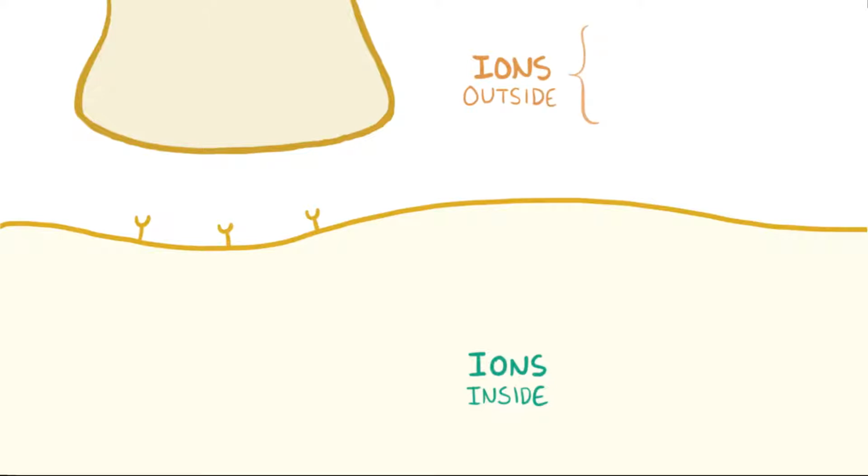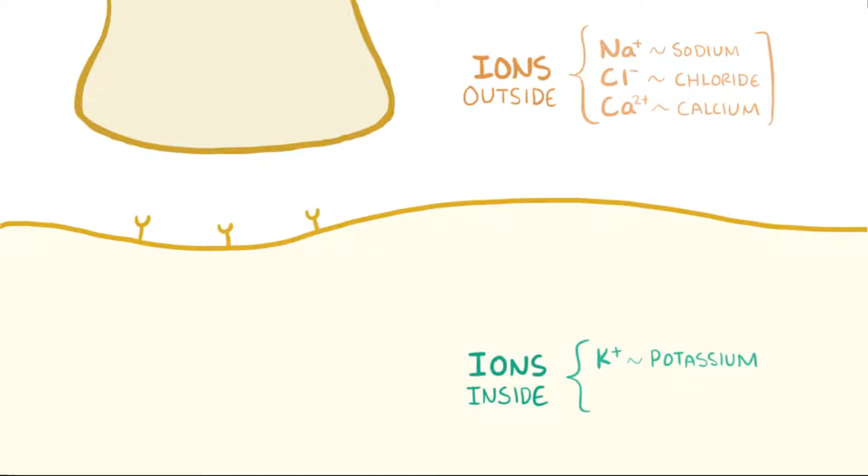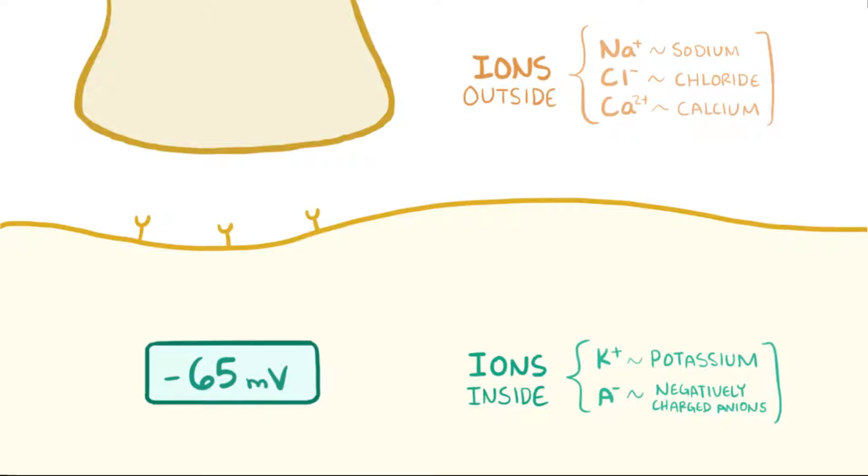Generally speaking, there are more Na+ or sodium ions, Cl- or chloride ions, and Ca2+ or calcium ions on the outside of the cell, and more K+ or potassium ions, and A-, which we just use for negatively charged anions, on the inside of the cell. Overall, the distribution of these ions gives the cell a net negative charge of close to negative 65 millivolts relative to the outside environment. And this is the neuron's resting membrane potential.